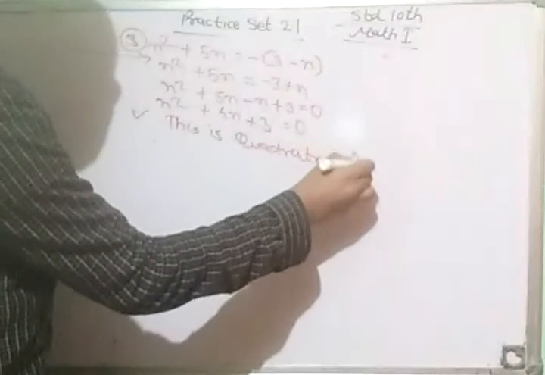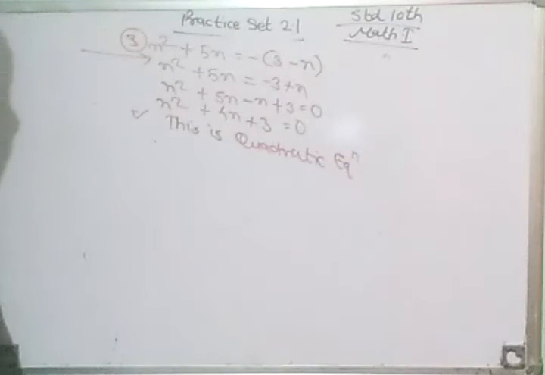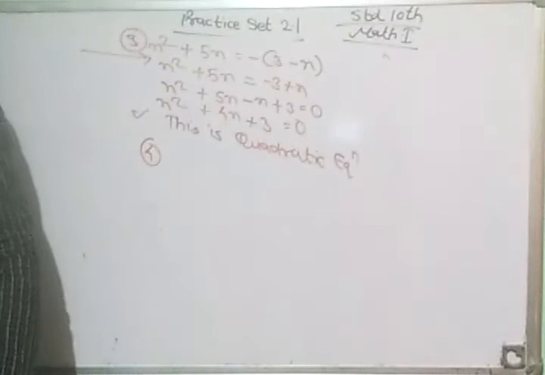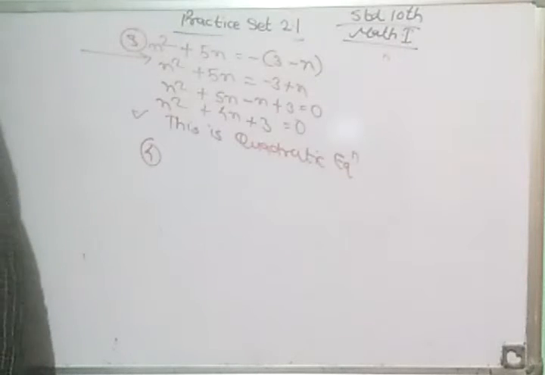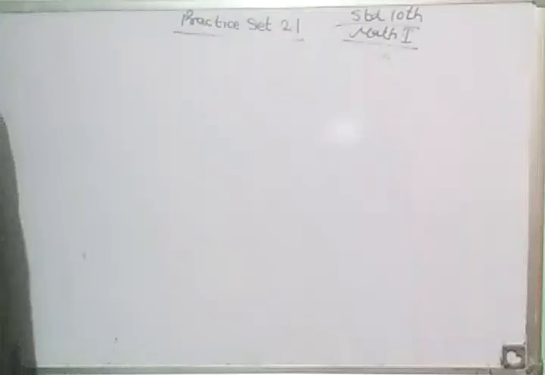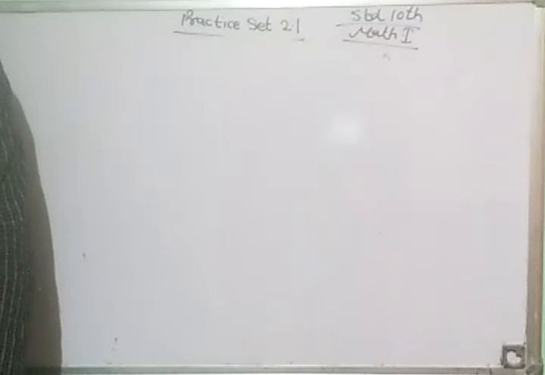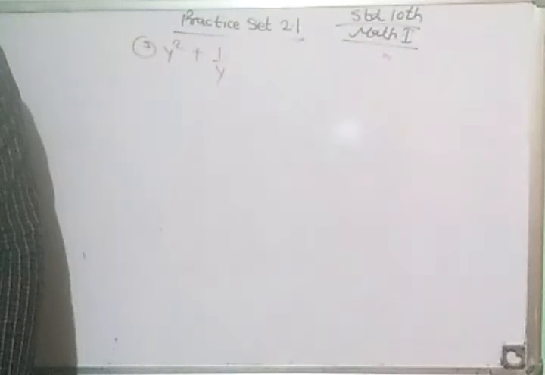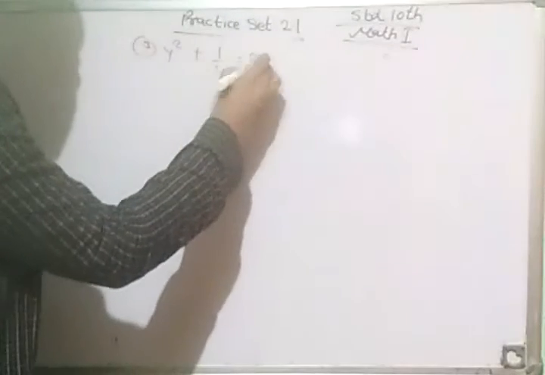Two conditions are necessary to decide a quadratic equation: the highest index is 2 and two variables are included, but these two variables are the same letter. Sorry friends, we have solved this third example from another question, so this is wrong. The third example is y square plus 1 by y is equal to 2.